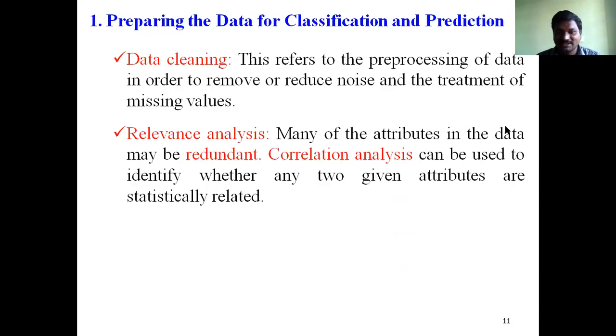The second point in this case is that many of the attributes in the data may be redundant. How can you remove the redundant data? Correlation analysis. Some of the redundant data can be removed by using correlation analysis, not all of it, only some. Correlation analysis can be used to identify whether any two given attributes are statistically related or not. That is a relevance analysis.